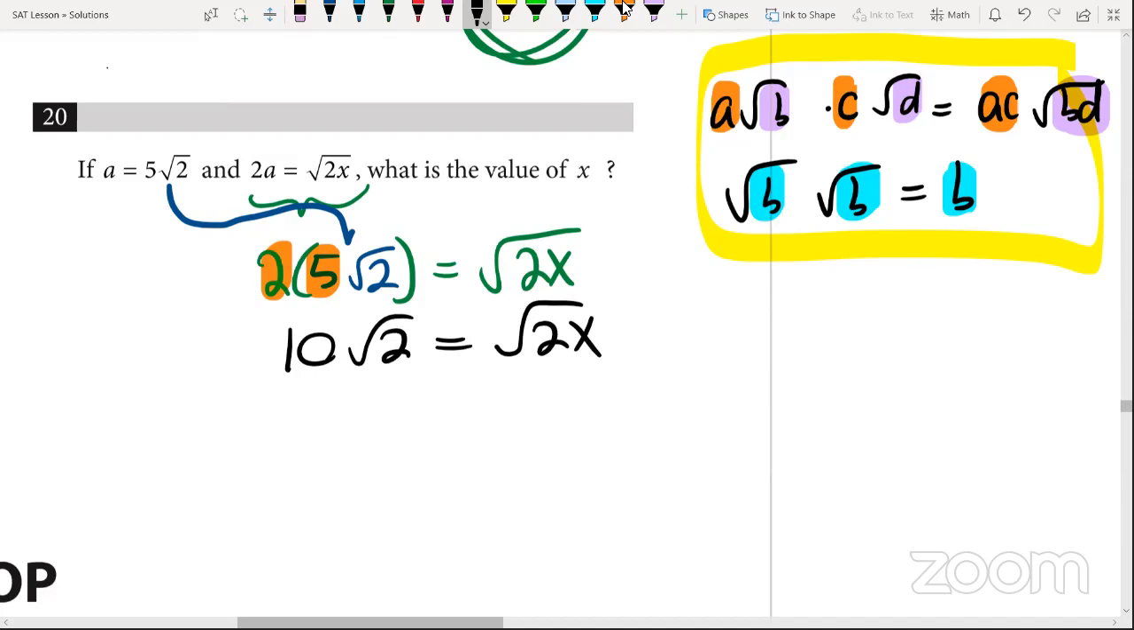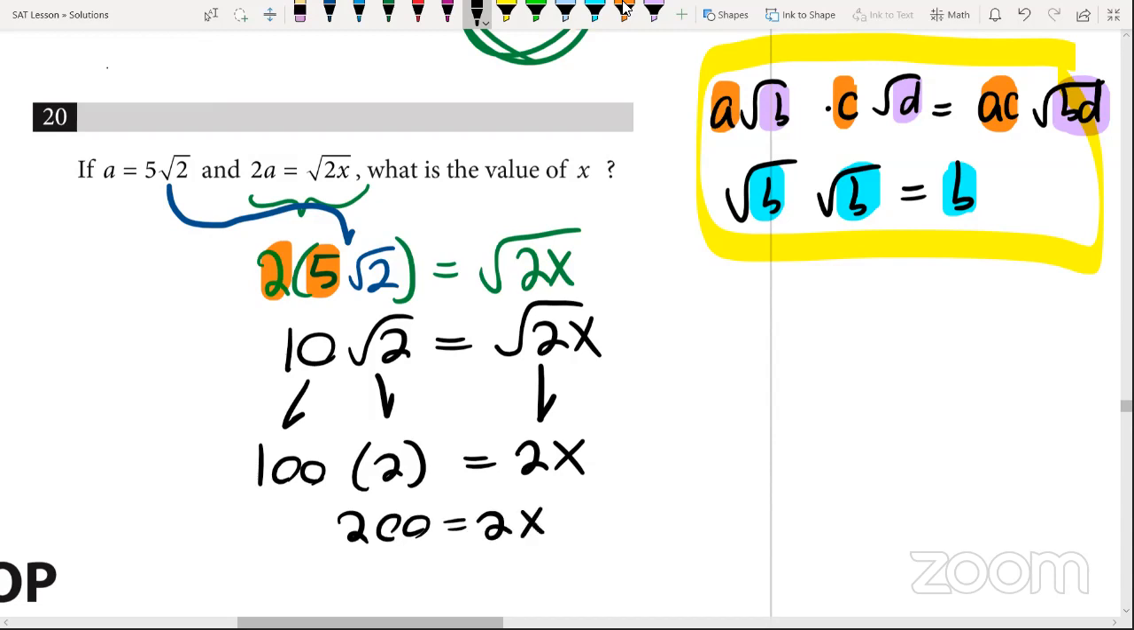Now that we have it a little cleaned up, we can square both sides. Square the 10, you get 100. Square the root 2, you get 2. Square the radical 2x, and you simply get 2x. So the squaring undoes the radical. Now we have 200 equals 2x, divided by 2, and x equals 100.